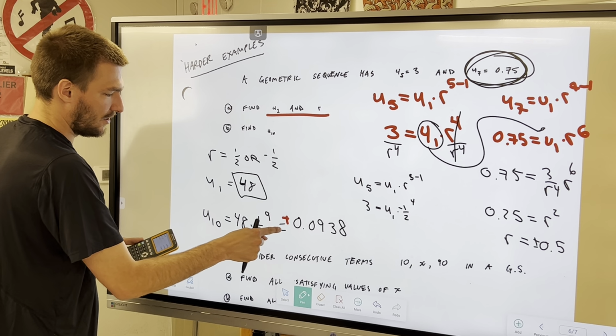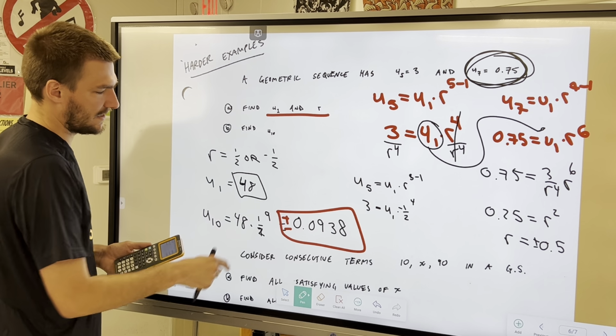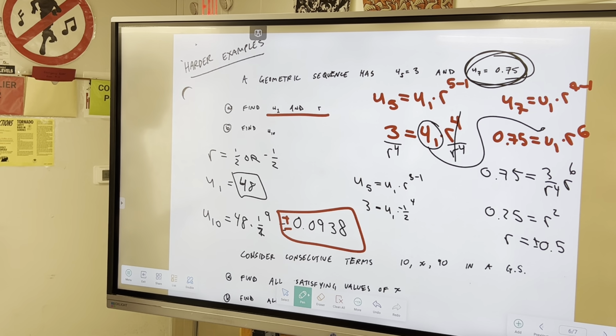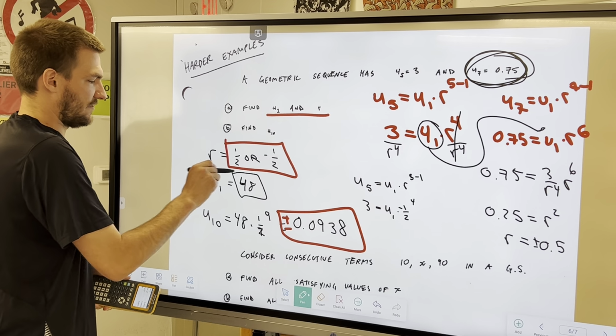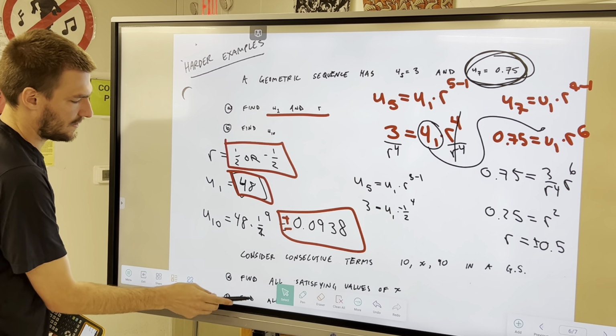And we also need the negative version of this number. Making the 1/2 negative just makes the whole thing negative. So positive 0.0938 or negative 0.0938. So here are the answers for this question boxed up.